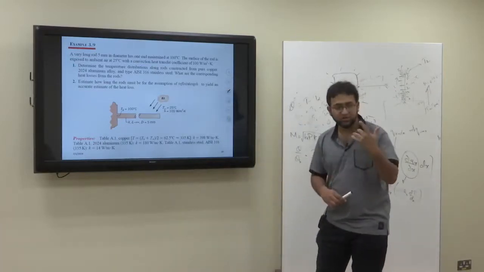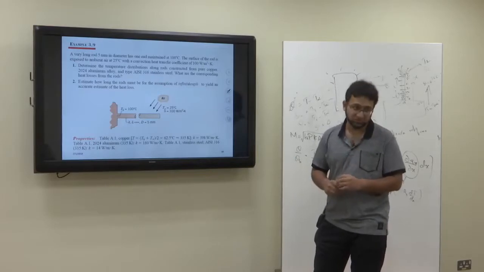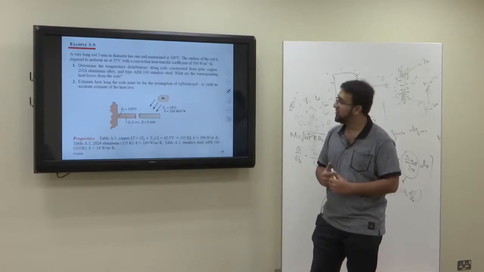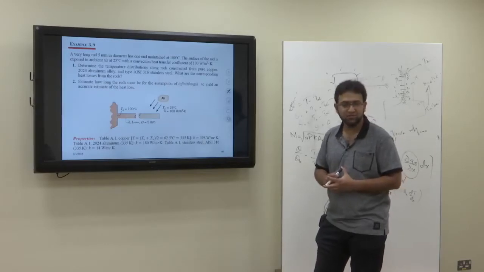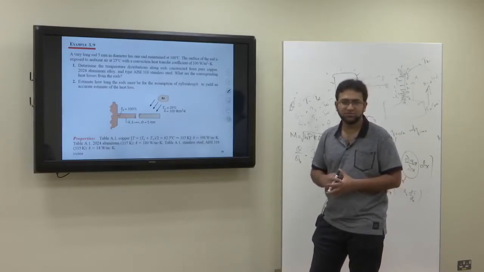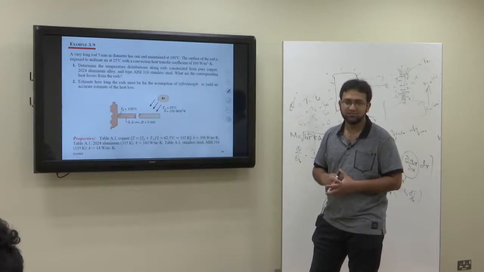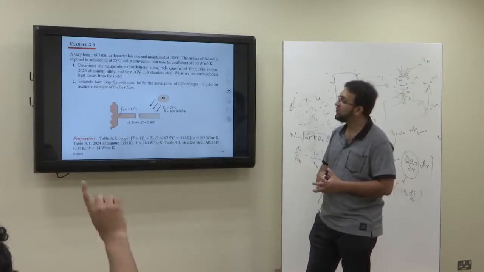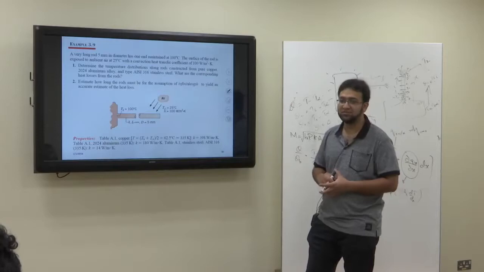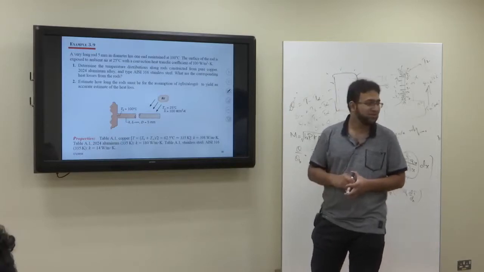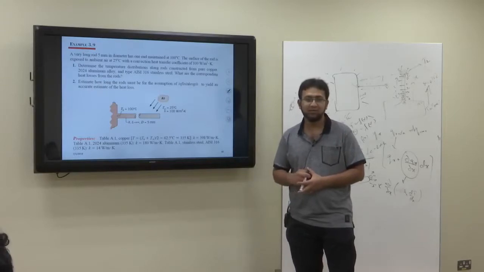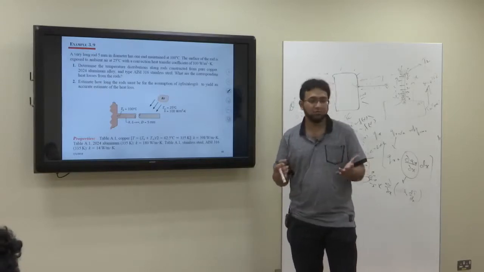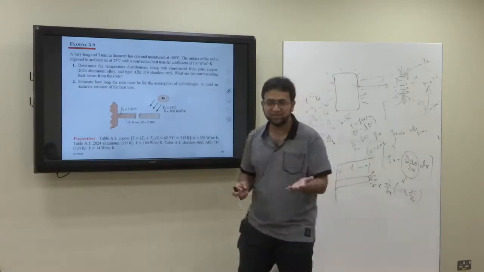Each and every word in the problem statement is important. So let's start. A very long rod. Length given or not? What's the length? A very long rod, 5 millimeter in diameter. 5 millimeter is the diameter. Where is the length given? It says very long, but does this specify the length?